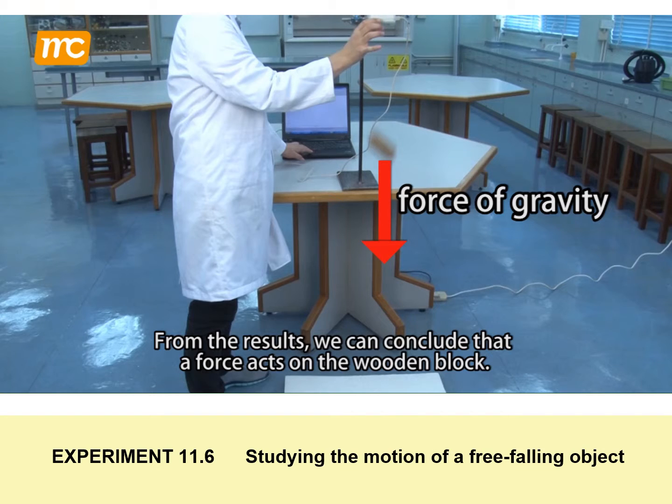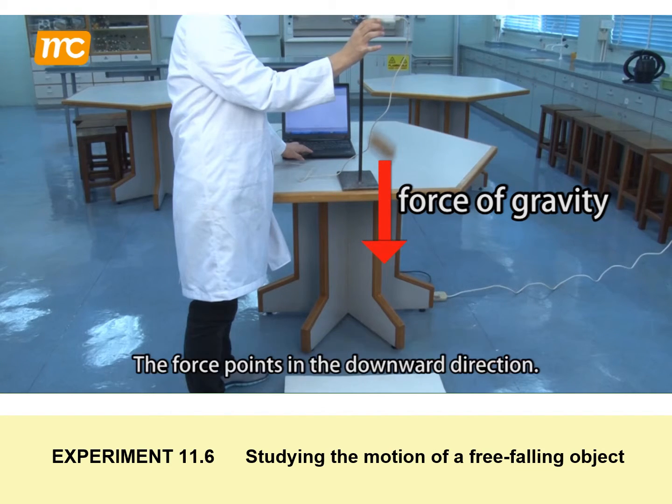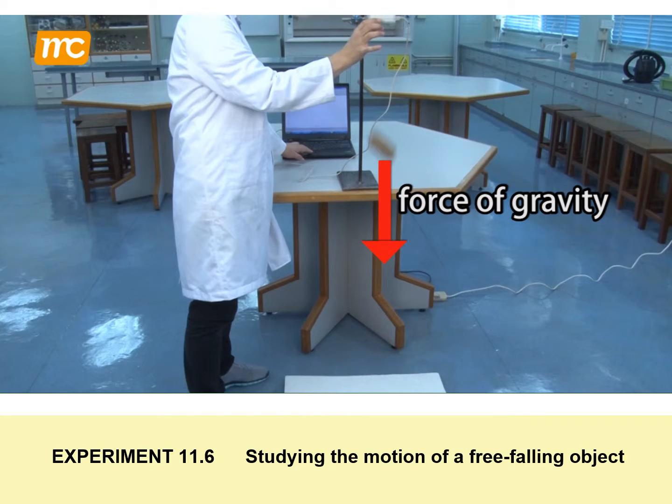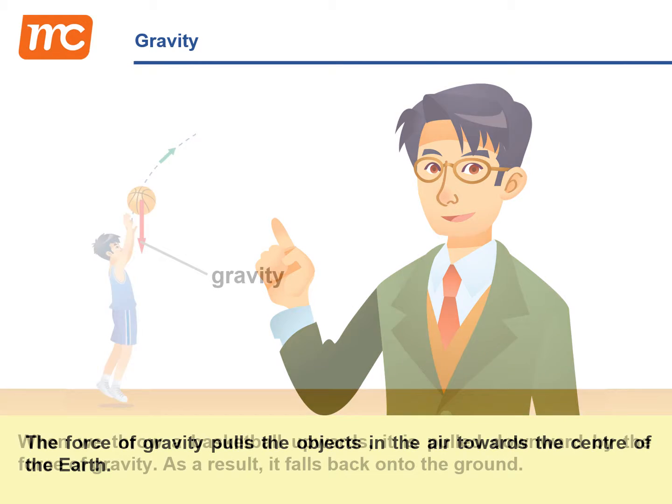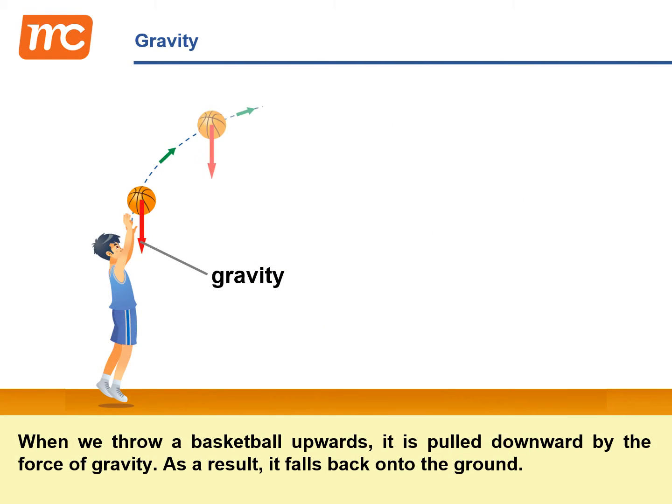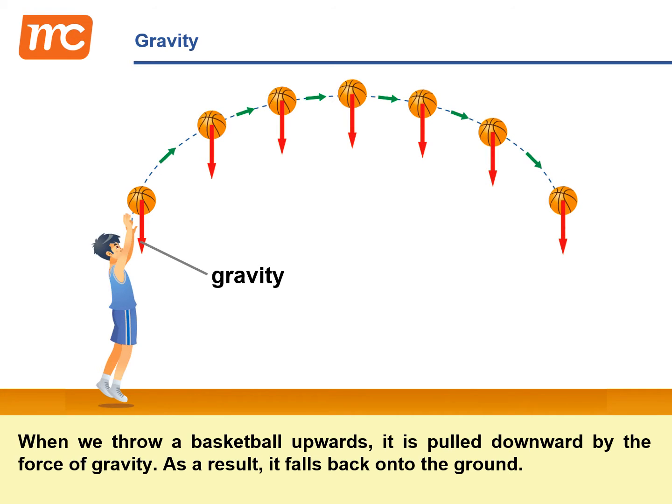From the results, we can conclude that a force acts on the wooden block. The force points in the downward direction. The force of gravity pulls the objects in the air towards the center of the Earth. When we throw a basketball upwards, it is pulled downward by the force of gravity. As a result, it falls back onto the ground.